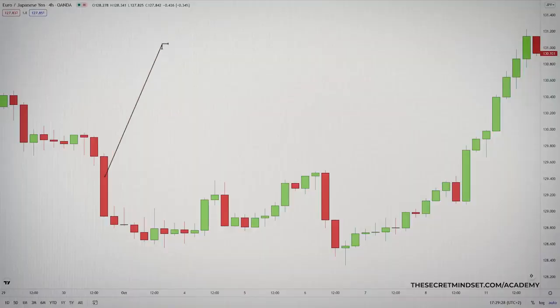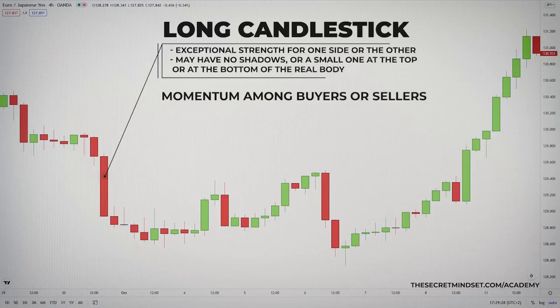The long candlestick indicates a lot of momentum among buyers or sellers. The lack of shadow indicates exceptional strength for one side or the other. A long candlestick may have no shadows, or a small one at the top or at the bottom of the real body. The significance of the long candlestick relies completely on its location.